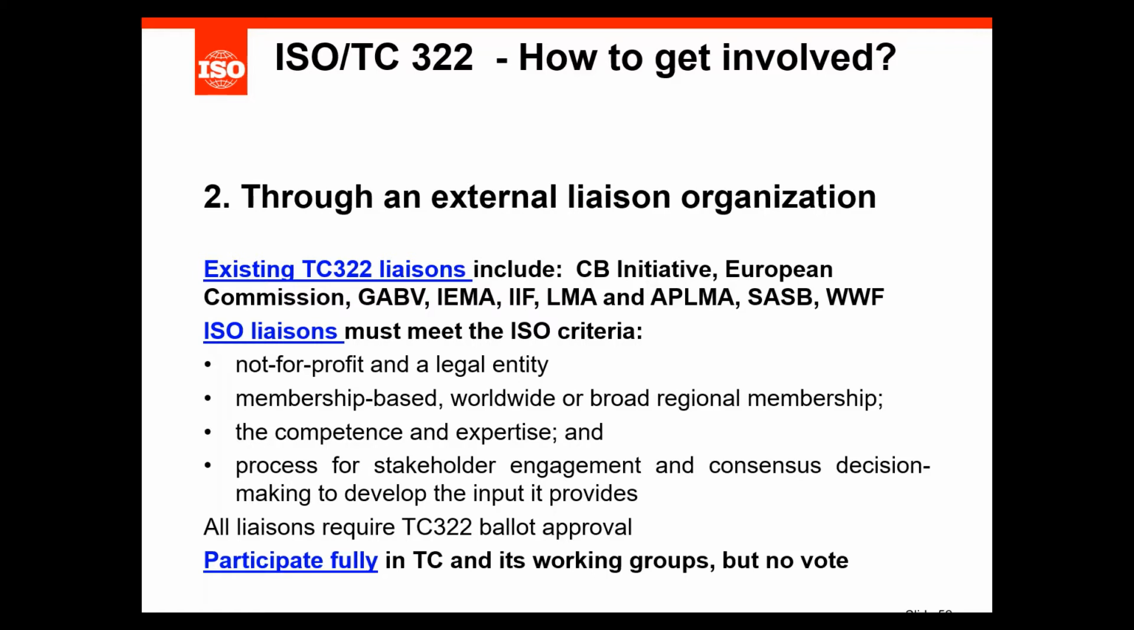Once it's confirmed that the organisation meets those criteria, then the application is approved by a ballot of the TC 322 membership, and the liaison may then nominate its experts to the TC and its working groups, and is treated as any other member. The only exception is that it can't vote in any ballots, but the organisation may submit comments. Next slide, please.